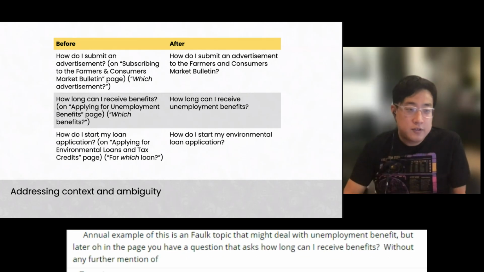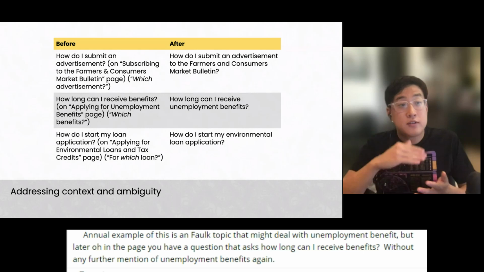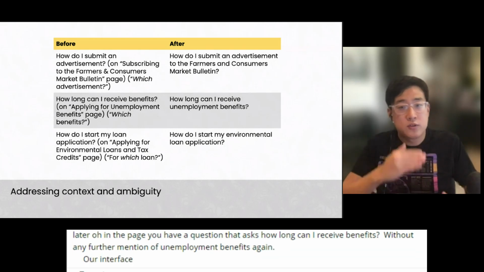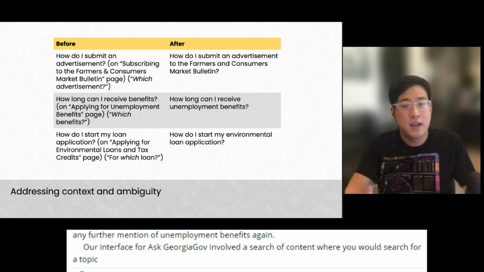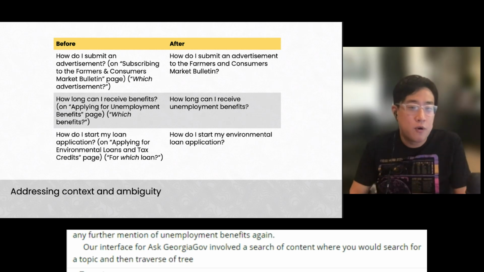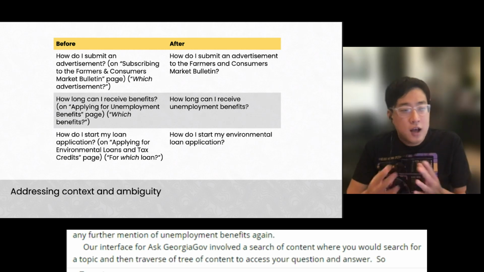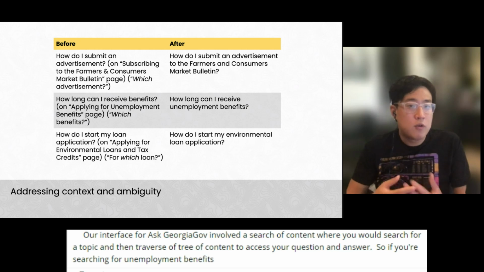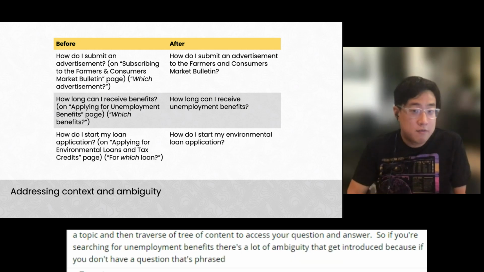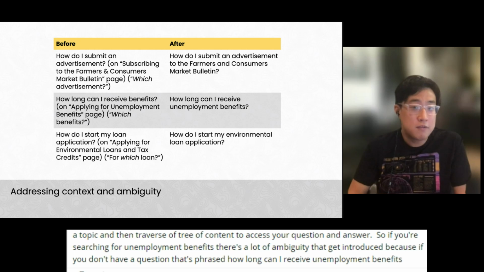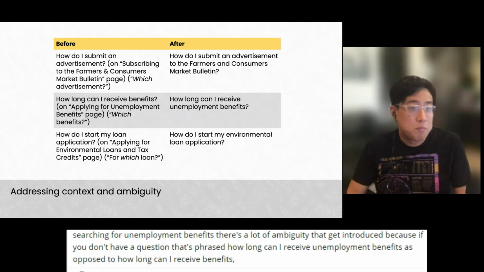Our voice interface for Ask GeorgiaGov involved a search of content, where you would search for a topic and then traverse a tree of content in order to access your question and your answer. So if you're searching for unemployment benefits, there's a lot of ambiguity that gets introduced, because if you don't have a question that's phrased "How long can I receive unemployment benefits" as opposed to "How long can I receive benefits," you're going to ask the question, which benefits?